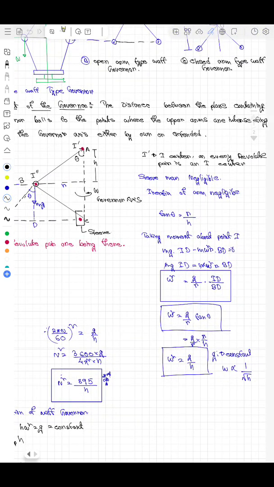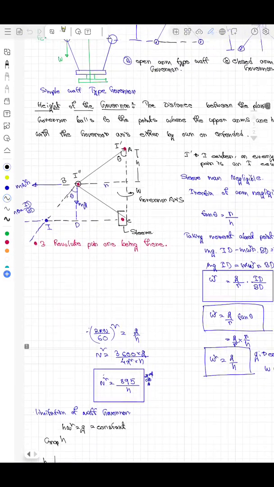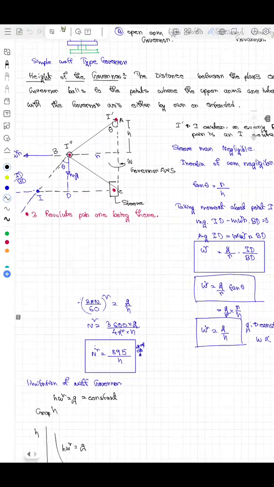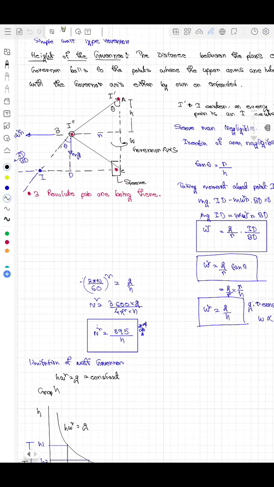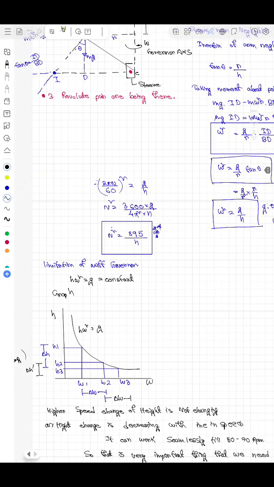And then ω² equals g by h. So the limitation of the Watt governor we have seen. After calculating ω equals 2πN by 60, we have seen that h would be g by ω². And the limitation of the Watt governor is that you can see hω² equals constant.